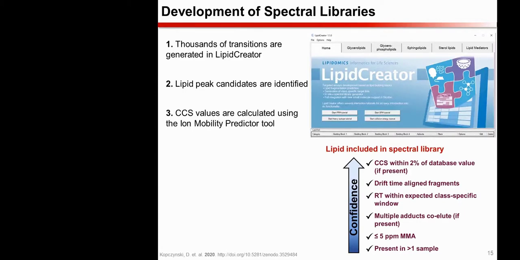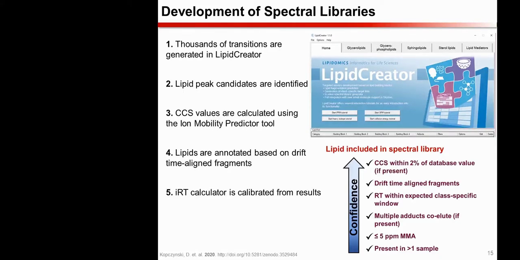Then we use the Skyline Ion Mobility Predictor tool, which is used to calculate CCS values of the candidate lipids, which we can do with our single field calibrated data to convert any feature drift times to CCS values. And then lipids are annotated based on their drift time aligned fragments and their CCS values.